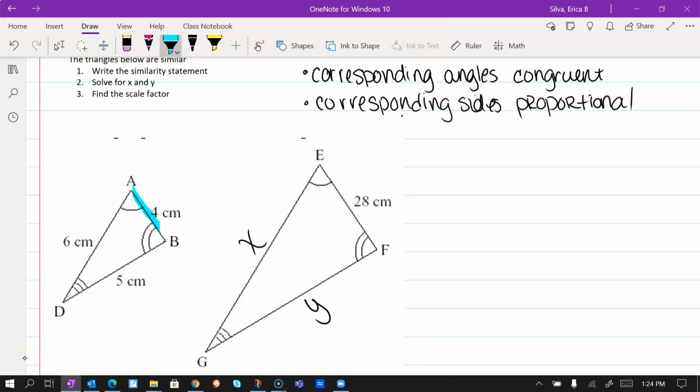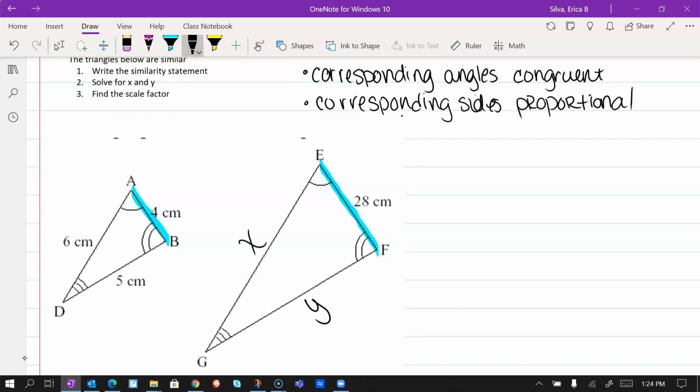If I say side AB, what corresponds to side AB? EF. How do we know those are corresponding? They're on the same side of the triangle. They're in the same position, right? So corresponding just means same position.